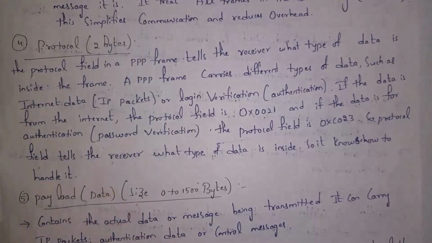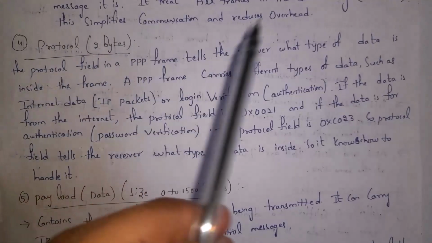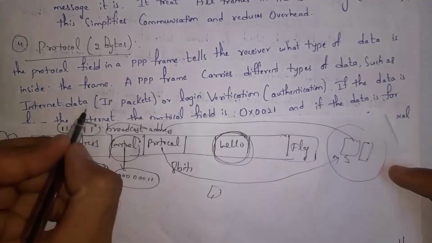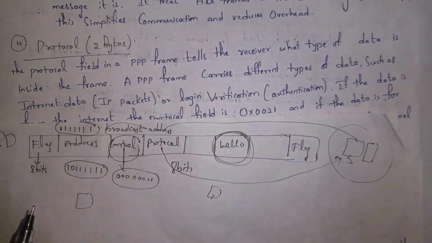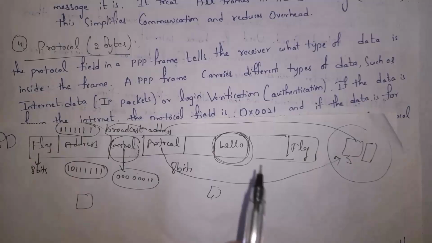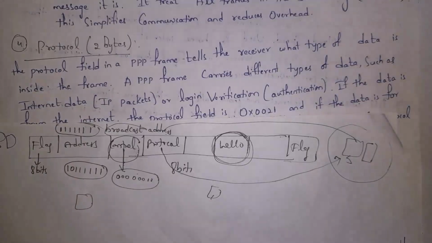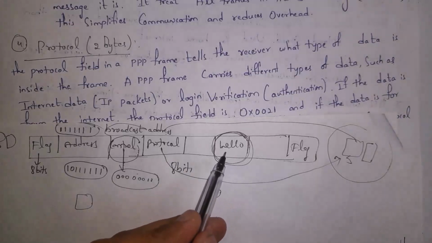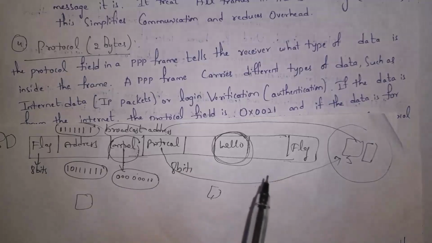The protocol field in the PPP frame tells the receiver what type of data is in the frame. Guys, normally we will send two types of data. One is the IP packet. An IP packet is any message that is sent by using the internet. For example, I will send a message hello to my friend. So this hello message is considered an IP packet.